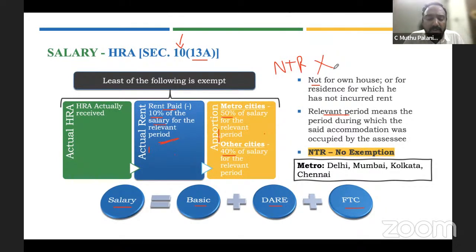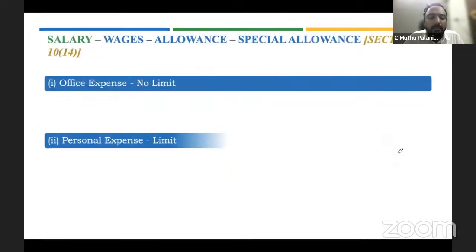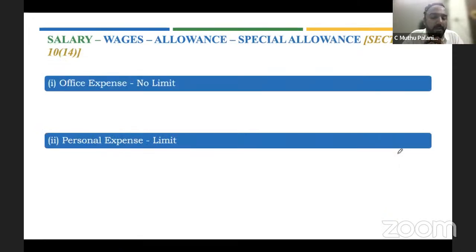So as I told you, it is not available for the new tax regime. So there is no exemption under the new tax regime. Apart from house rent allowance, the next allowance we'll be seeing is Section 10, clause 14.